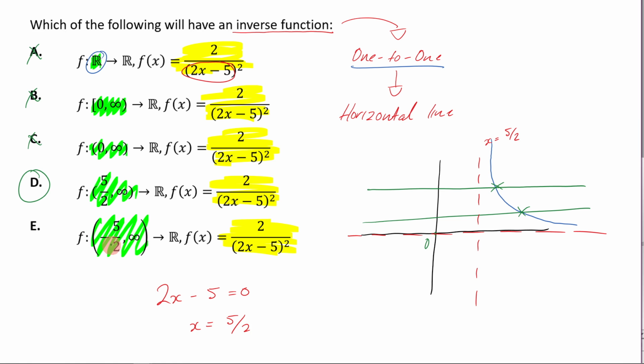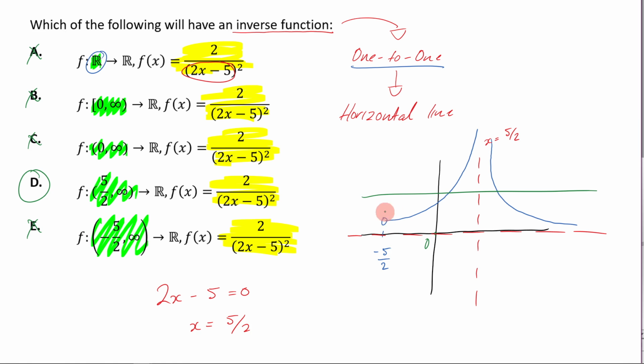Now, we can also eliminate E because it's going from -5/2. This is like testing if you've found the correct vertical asymptote. E is definitely out. If we clean this up for a second, E would be like we start like that, and this point right here would be -5/2. Well, as you can see, that's still not going to pass the horizontal line test. That's really testing whether or not you have correctly found your vertical asymptote. So D is the answer there.